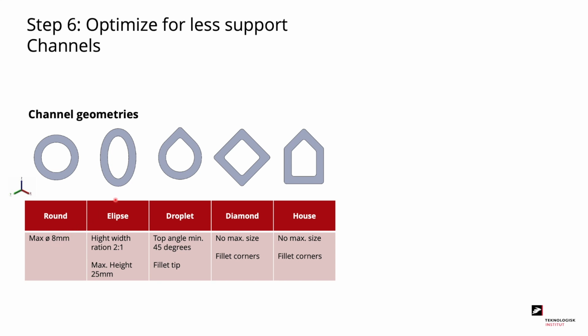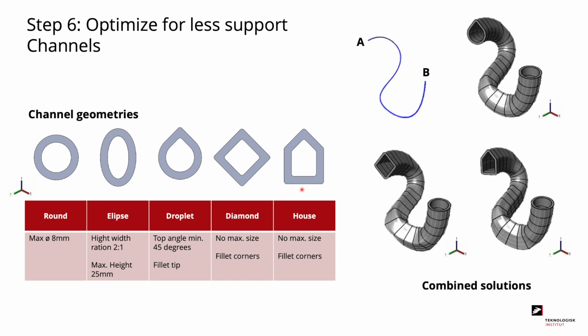So we can make it ellipse shaped, droplet shaped, diamond shaped, or shaped like a house. And these are the 4 options we have for shaping our channels if we want to avoid support inside the channels. As we can see to the right, we can also combine these different geometries when designing the channels for 3D printing. I've decided to move forward with the figure that we see in the bottom left corner, where we combine the round geometry with the diamond-shaped geometry.